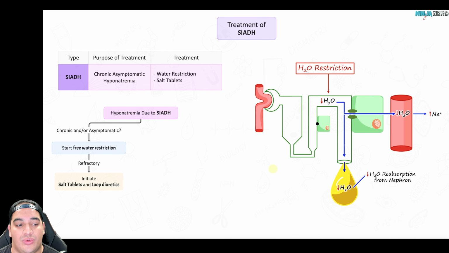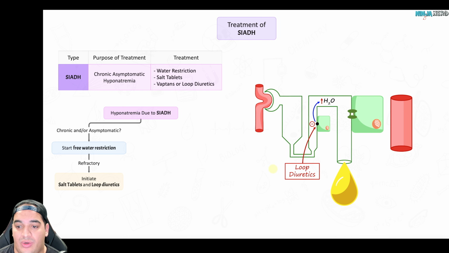And so oftentimes we'll do this via loop diuretics. Loop diuretics are very interesting because they act at the sodium-potassium-2-chloride cotransporter, so you won't reabsorb sodium here in the ascending limb, and therefore you won't draw water out going down in the descending limb. So water will stay in the actual tubules and be dumped into the urine.